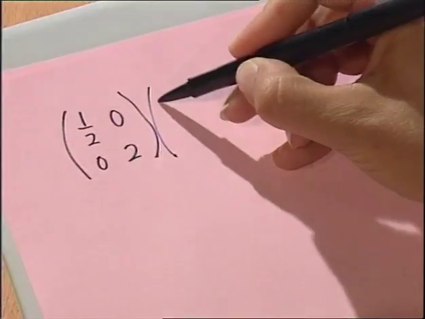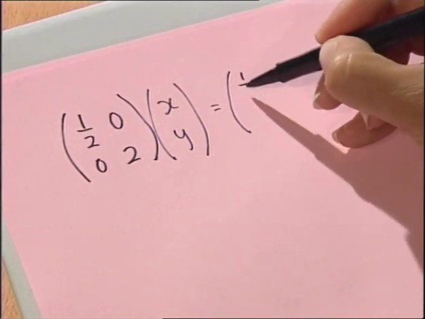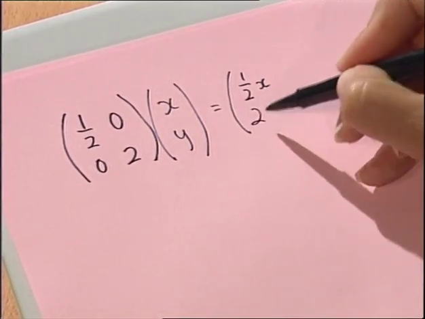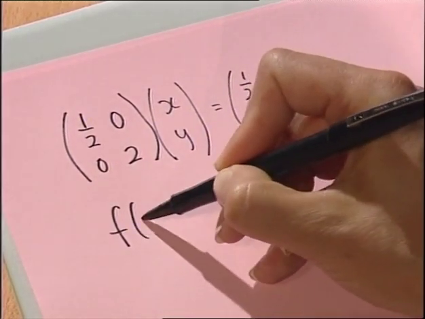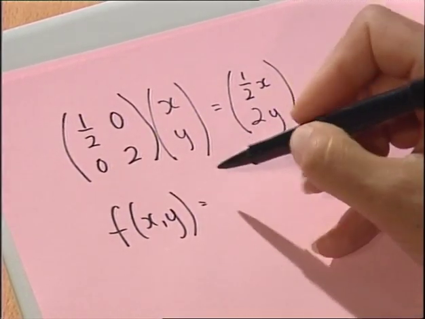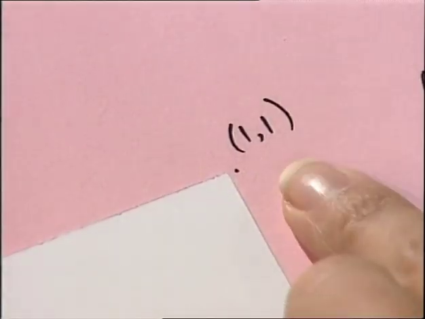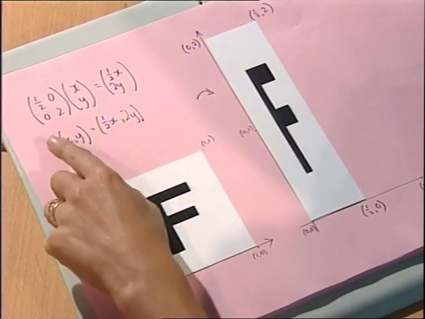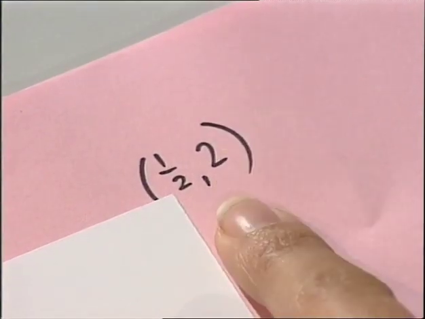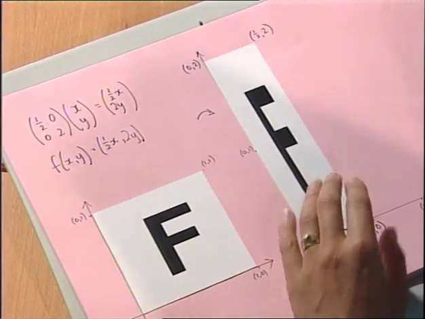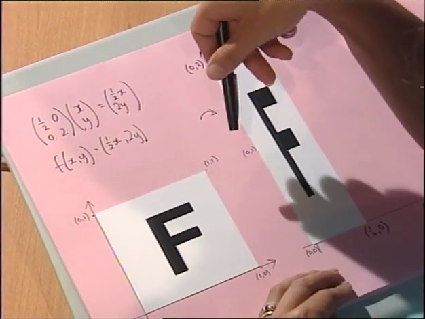Multiply the matrix by (x, y), and you get f(x, y) = (x/2, 2y). And you can check that (1, 1) is mapped to f(1, 1) = (1/2, 2), and indeed it is. And so this matrix is a scaling of a half in the x direction and 2 in the y direction.